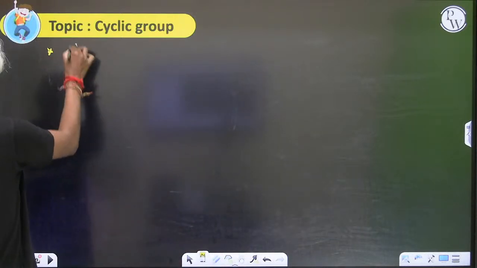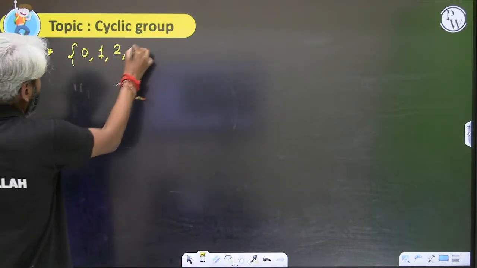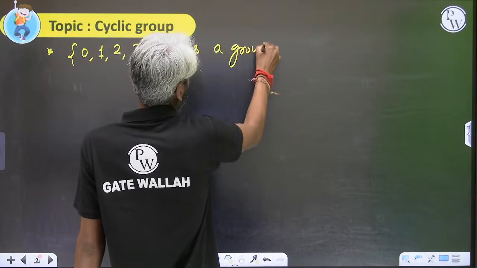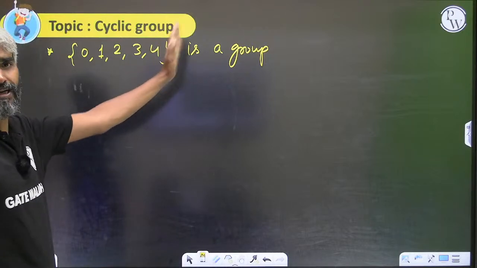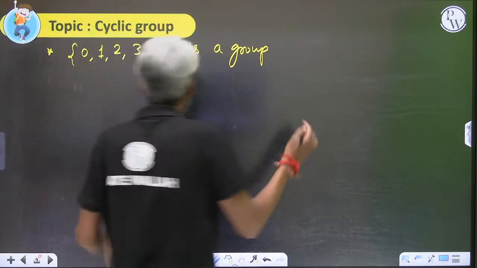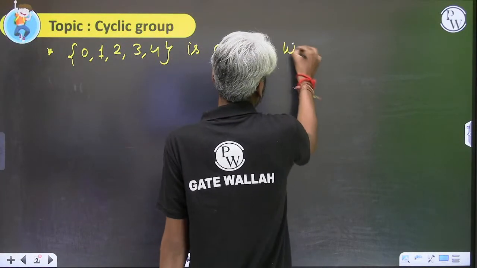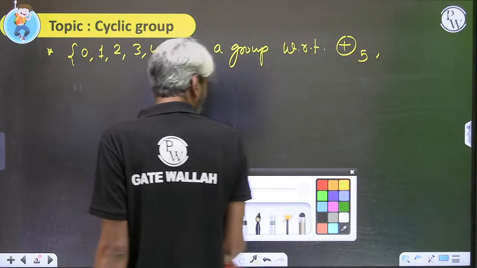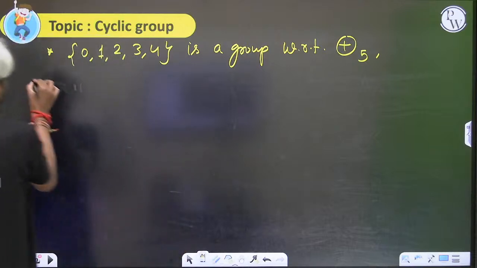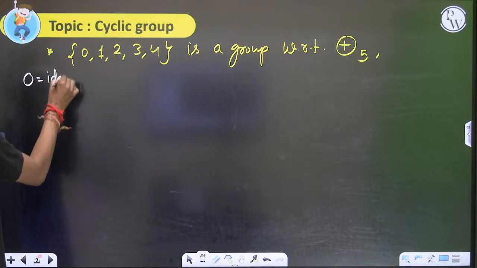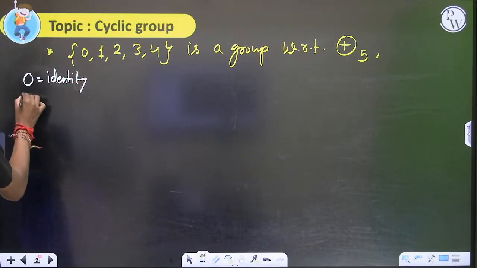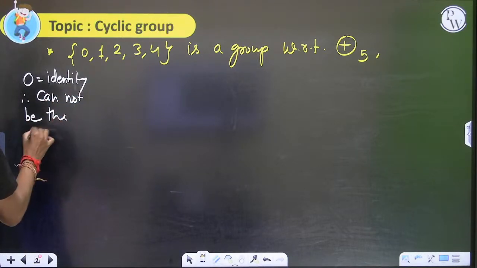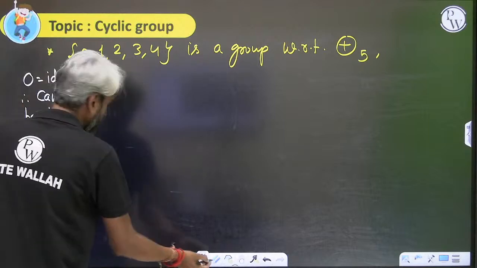So, what do we know? 0, 1, 2, 3, 4 is a group. The set of all elements from 0 to n minus 1 will form a group with respect to addition modulo n. So up to 5 minus 1 is a group with respect to addition modulo 5. What do we know? 0 is the identity element. Therefore, it cannot be the generator.